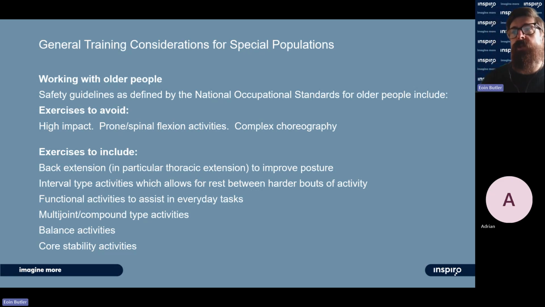Interval type activities, which allows for rest between harder bouts of activity. Functional activities to assist in everyday tasks. Things like squats are perfect because it's going to help with getting up and down out of a chair. Multi-joint compound type activities. So doing more compound exercises are going to be more beneficial than doing isolation exercises. Balance activities and core stability activities to include as well, which will help with that core and balance and coordination.